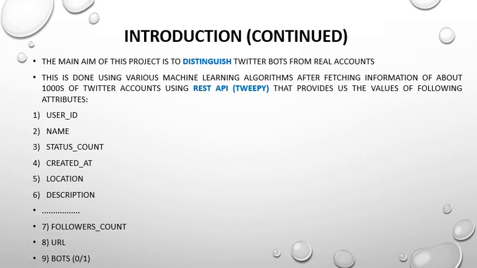It talks about the user ID, username, status count, created at timestamp when the account was created, location where the account is based, description, which is called the bio, in which the user writes about themselves, followers count, listed counts, URL, whether or not the user has given the account a URL, and the final is bots, whether the Twitter account is a bot or a human user.